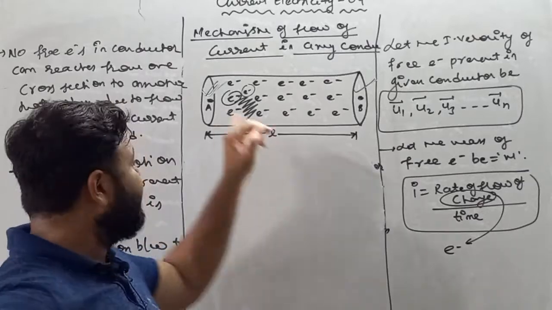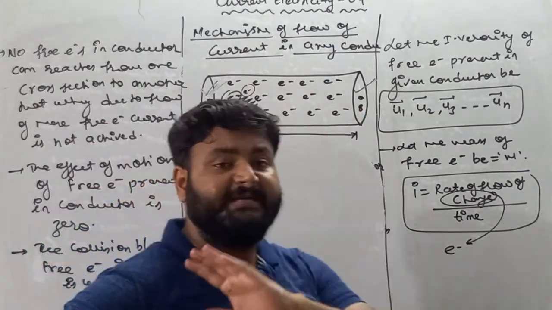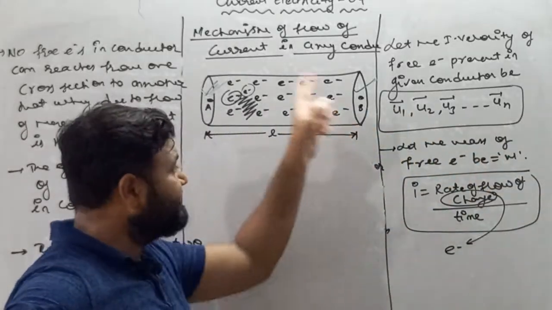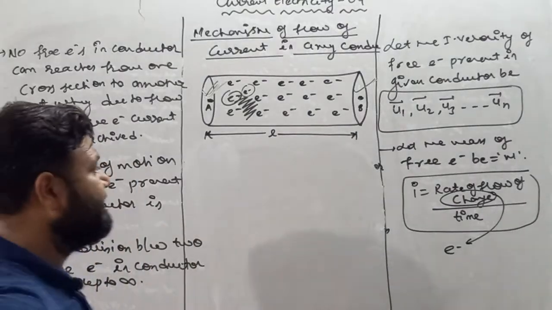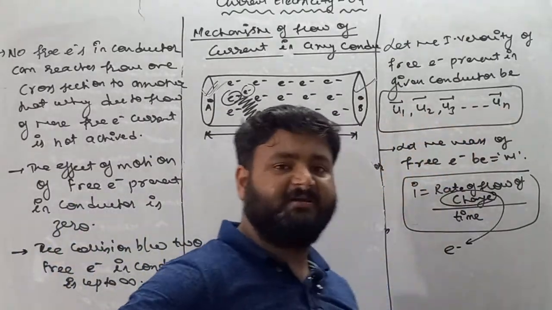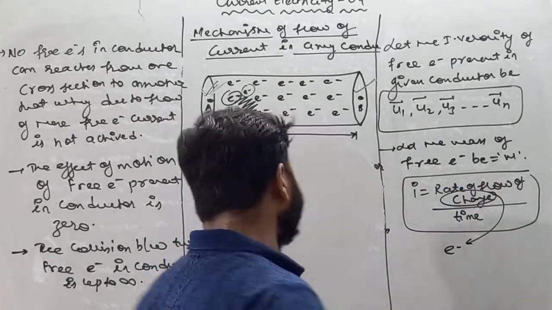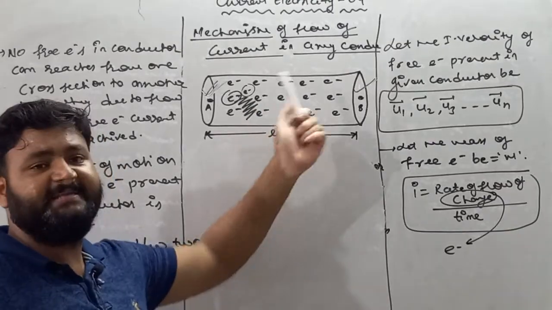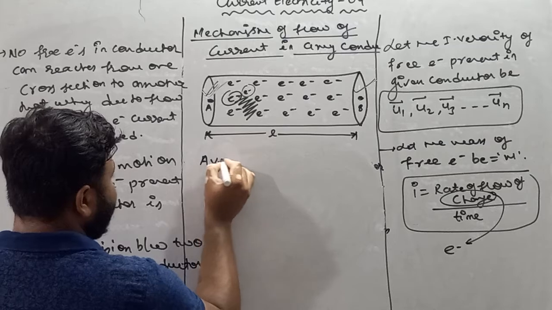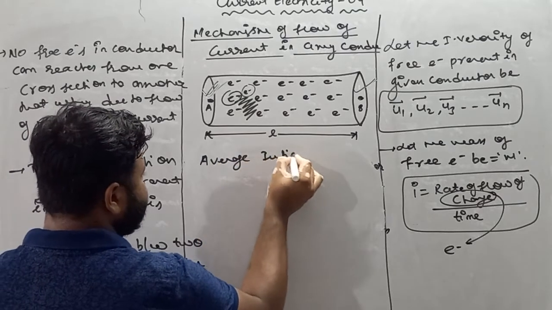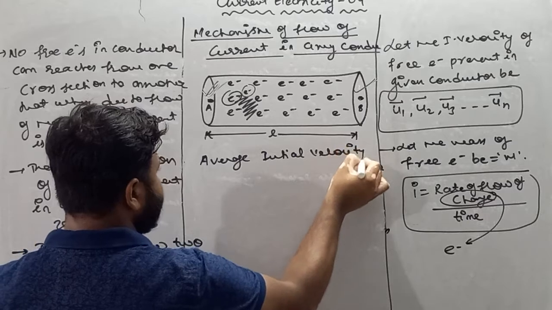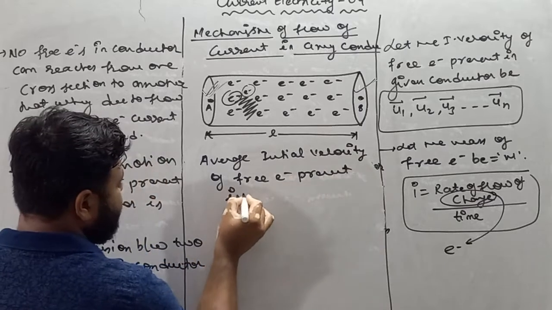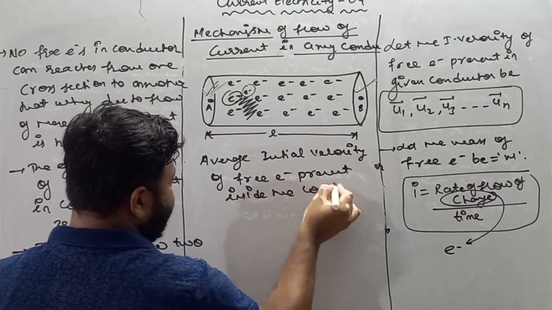Until and unless any free electron can reach from point A to point B, it cannot define current. So the effect of motion of these free electrons inside the conductor is 0. Now my dear student, every free electron carries a different velocity, but their masses are the same. So what I'll do, I'll find the average initial velocity of the free electrons present in this conductor. So I'll write: average initial velocity of free electrons present inside the conductor.